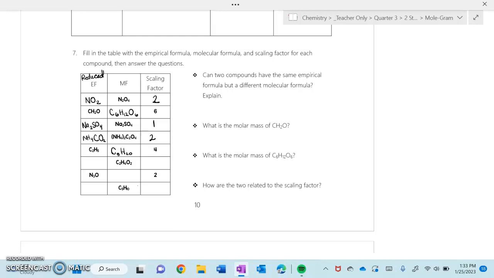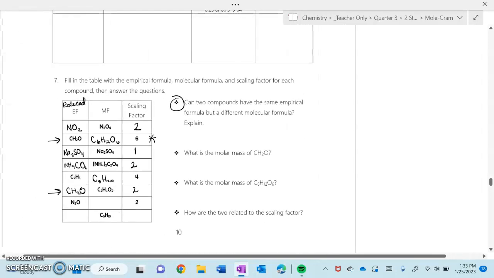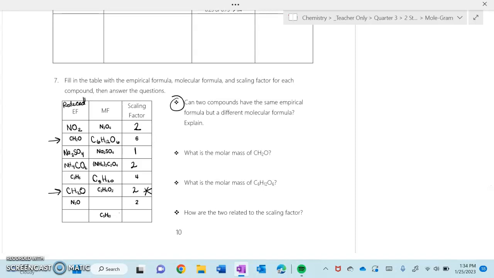Next row, these all can be divided by 2, so my scale factor is 2, giving us CH2O. Now, what's kind of interesting to me is we have the empirical formula here of CH2O twice, but the molecular formulas are different. So it is possible, this question over here, it is possible for 2 compounds to have the same empirical formula, yes, but a different molecular formula, as long as the scale factor is different. So in this row, the scale factor is 6, so we multiplied by 6. And in this row, our scale factor was 2, so we multiplied everything by 2. So your answer for that is yes, as long as your scaling factor is different.